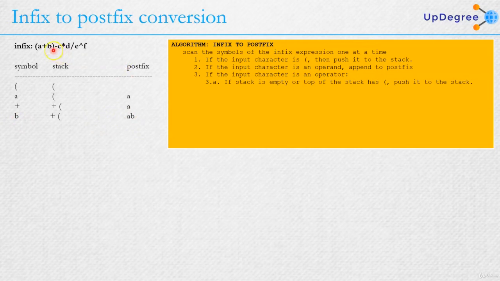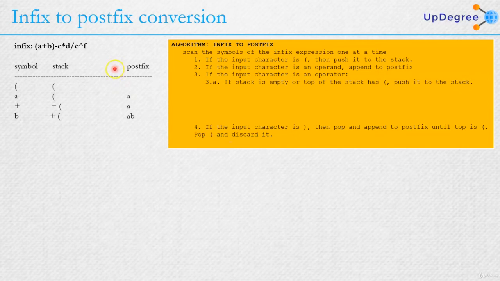Okay. So the next symbol is right parenthesis. So in case the next symbol is a right parenthesis, our rule says pop and append to the postfix until the top is left parenthesis. So you see, we have to pop from the stack, so we'll get plus out of the stack and we are going to append it to the postfix, and then we get a left parenthesis, and once we get the left parenthesis, we have to pop the left parenthesis and discard it.